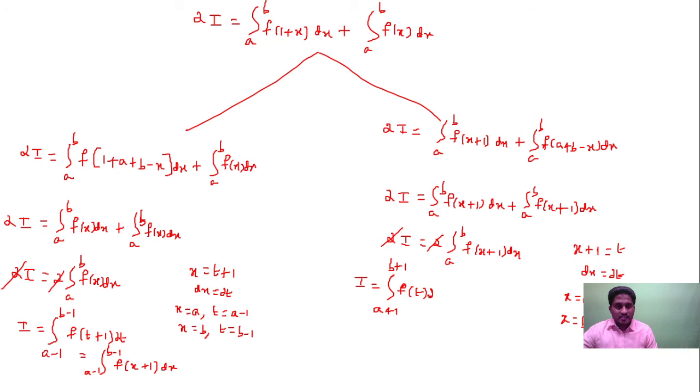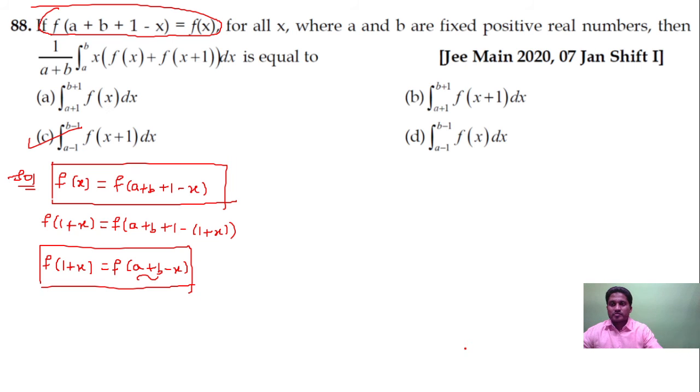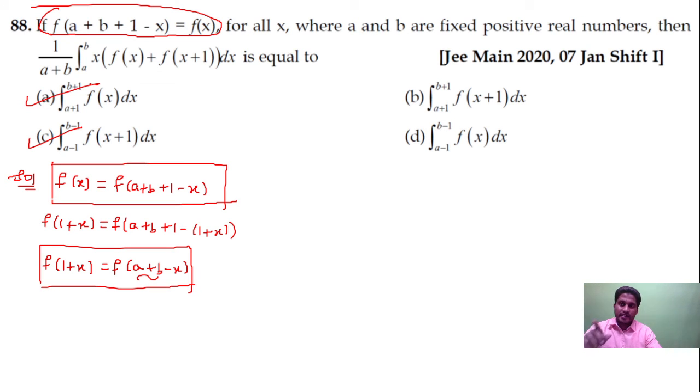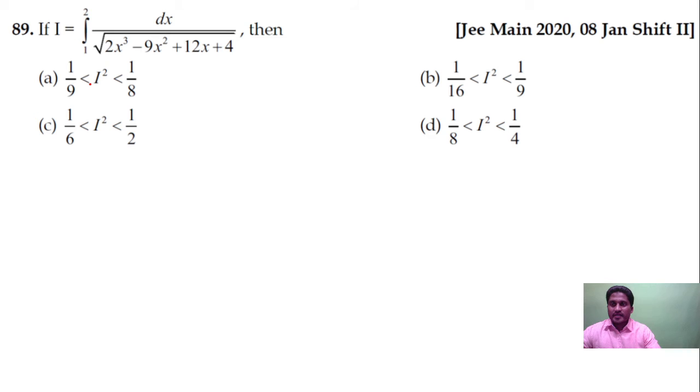Definite integral is independent of variable, right? So I can write I is equal to integration of lower limit a plus 1, upper limit b plus 1, f of x dx. Then I'll get the answer, option C: a plus 1 to b plus 1 f of x dx. You understand? So it depends on the approach. In this particular question, the only question in 2020, whether January paper or September paper, where two options can be true. Okay, question number 89.